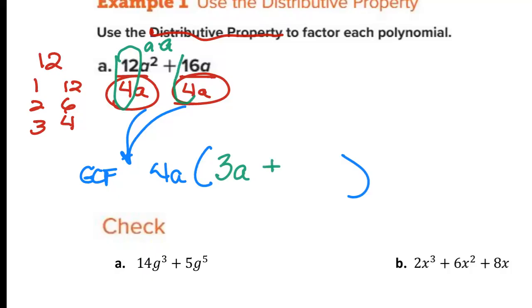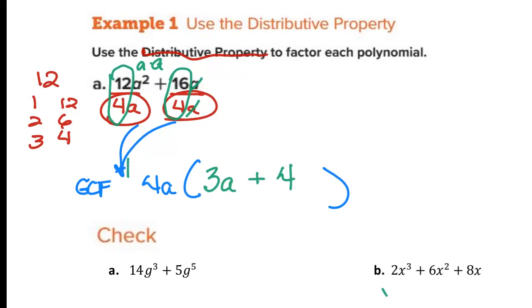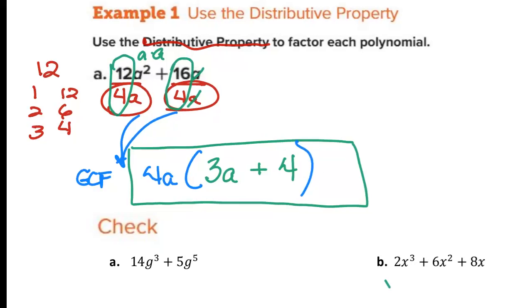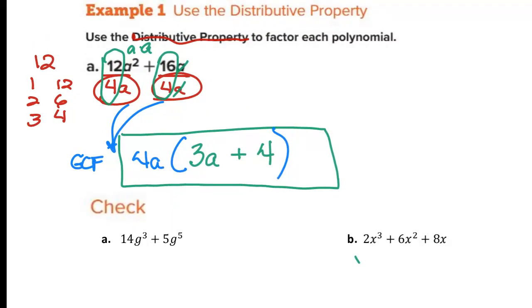Plus 16 divided by 4 right there. That's going to give you 4. And a divided by a, that just cancels out. That's taking out all the a. So your factoring gives you 4a times the quantity, 3a plus 4. And you could bring that other parenthesis in a little bit more, like this. Okay? Any questions about that?